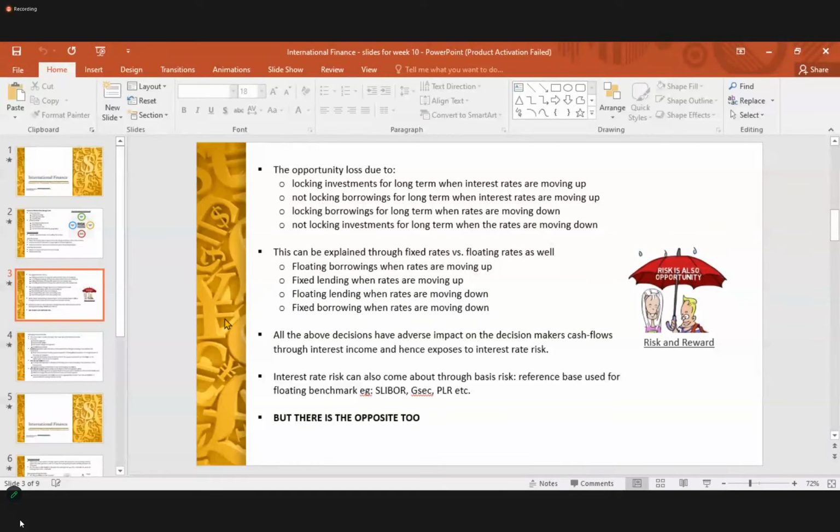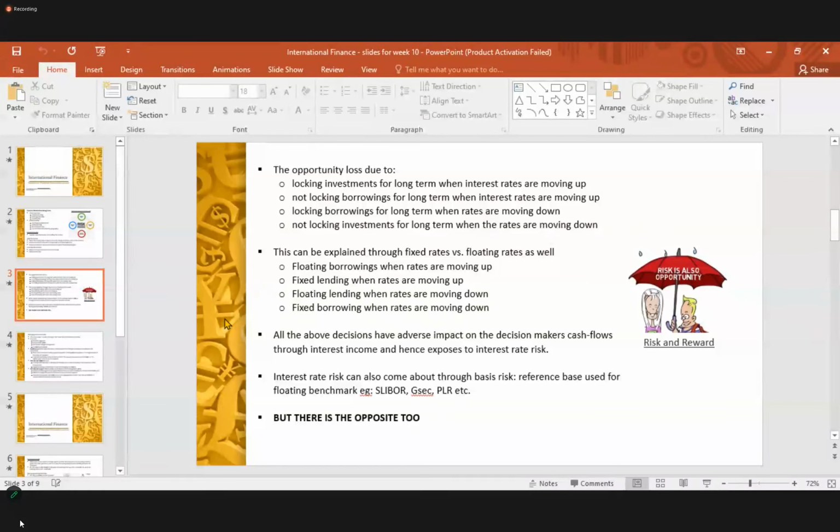Then interest rate risk can also come about from whether you are using a fixed rate or a floating rate, depending on the interest rate cycle the economy is in. Similarly, the mechanism of a floating rate instrument is that you link your interest rate to a base or a benchmark.